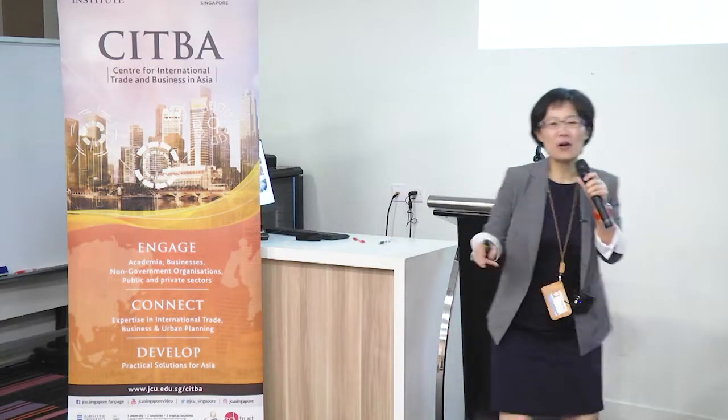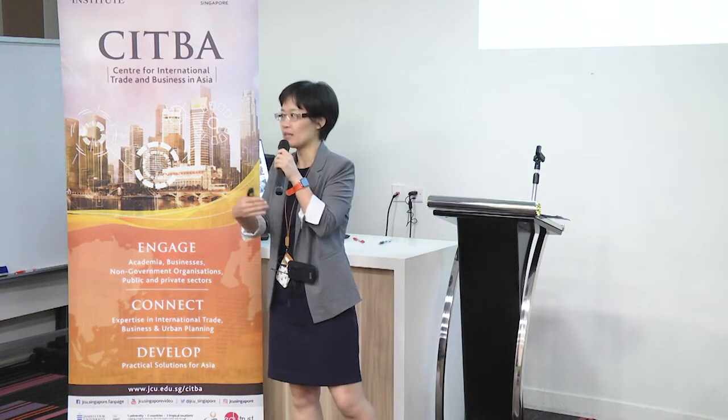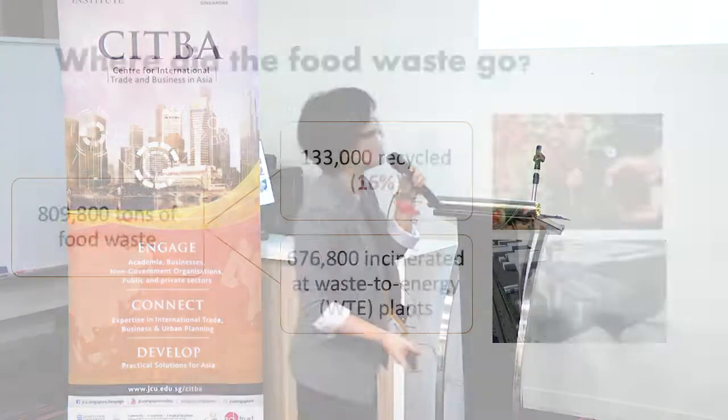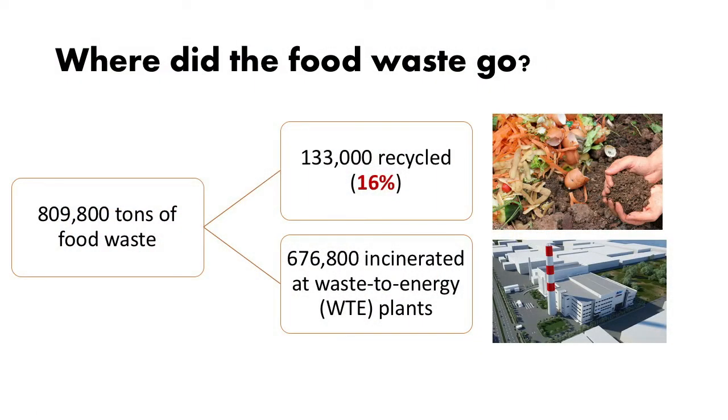Yeah, so what has Singapore done to deal with all of those wastes? Basically only 16% has been recycled. So what is that recycling? Basically the food has been composted and then changed into soil enhancement or some fertilizers. Okay, so this is the recycling. And then the rest all goes to the waste-to-energy plants. The food waste is converted into some kind of energy, right?